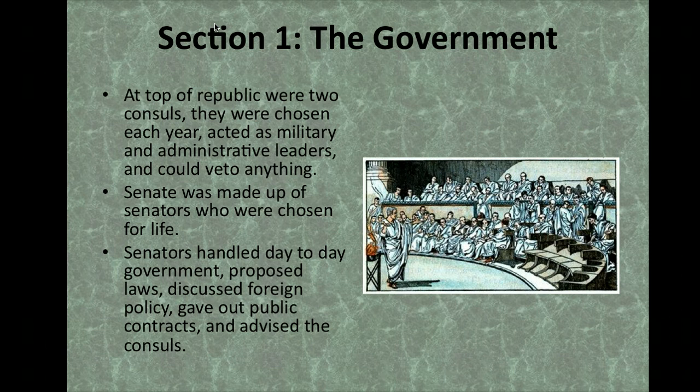Now, the Senate was made up of senators who were chosen for life, and that's sort of a classic image of the senators. And yes, that's what the Senate is named after in American politics. Senators handled day-to-day government, proposed laws, discussed foreign policy, gave out public contracts, and also advised the consuls as well.